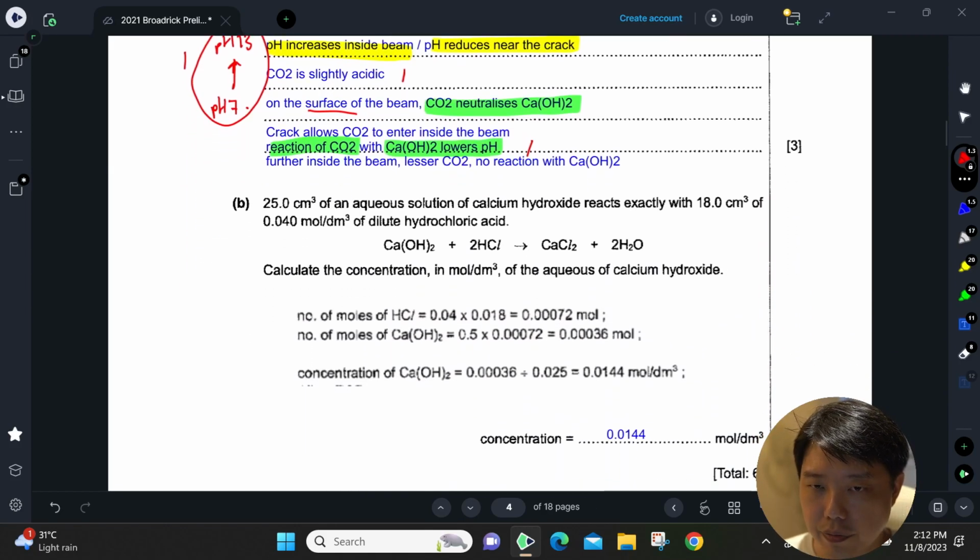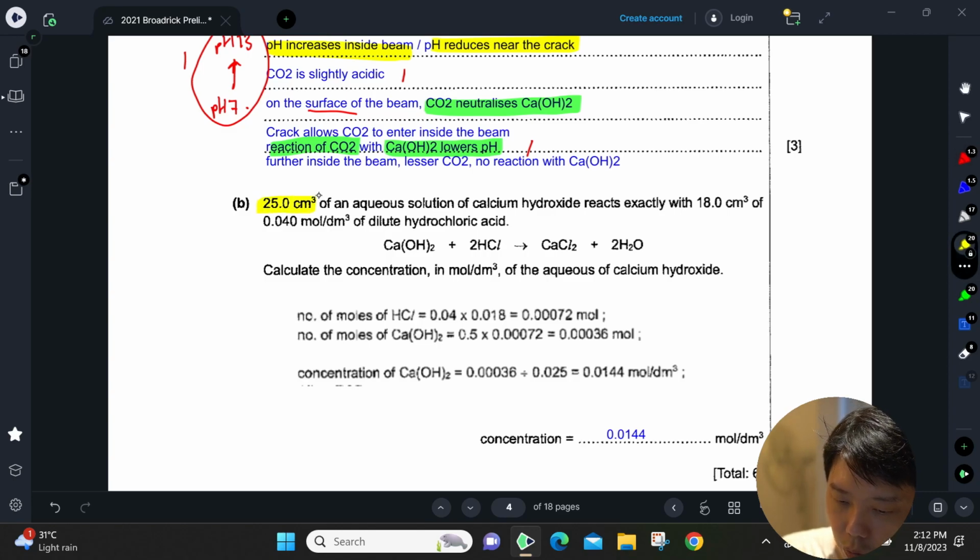Okay, part B is a very simple calculation question. What are we given? We are given the volume of the base. We are also given the volume and concentration of an acid. So acid reacts with the base 2:1. That's the mole ratio. So all we need to do is calculate the number of moles of HCl, because the question asks us to find the concentration of the base.